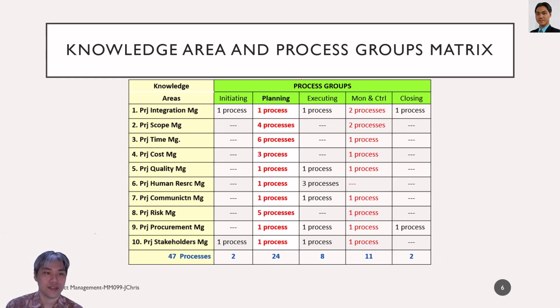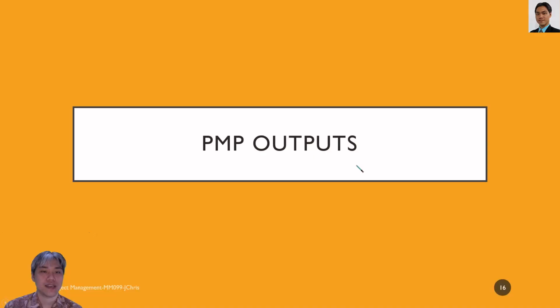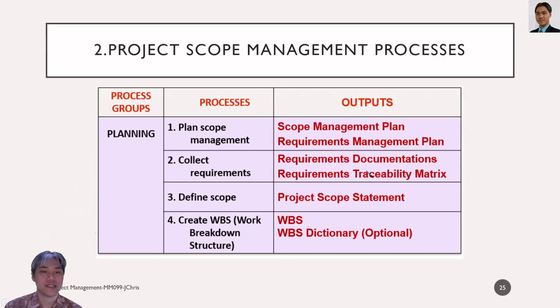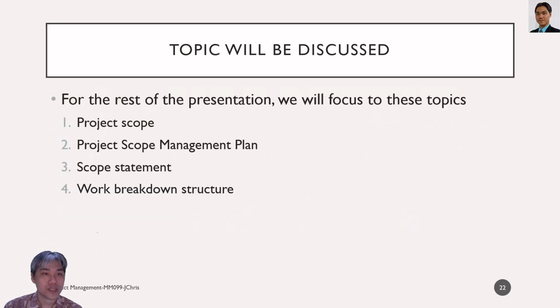Now, this is the second knowledge area, the project scope. There are 4 processes. Okay, and these 4 processes are: plan scope management, collect requirements, define scope, and create WBS. Sorry, this is project scope management, and this is the project scope management plan.